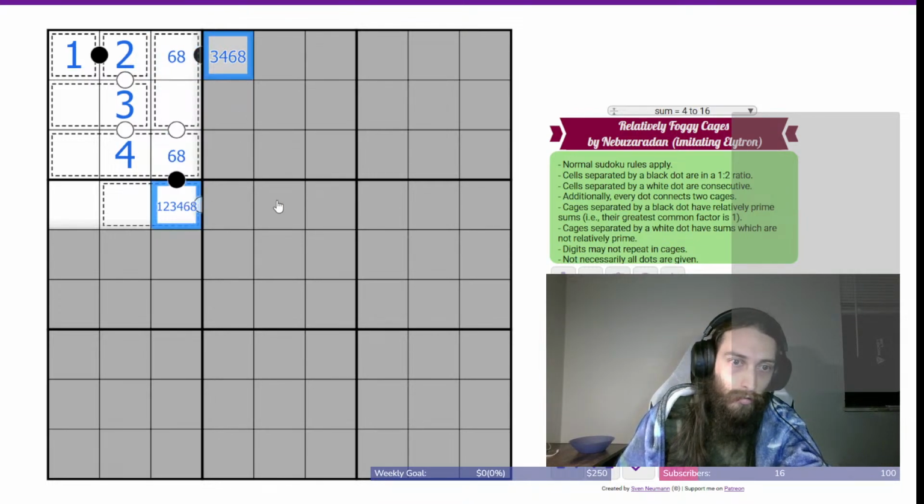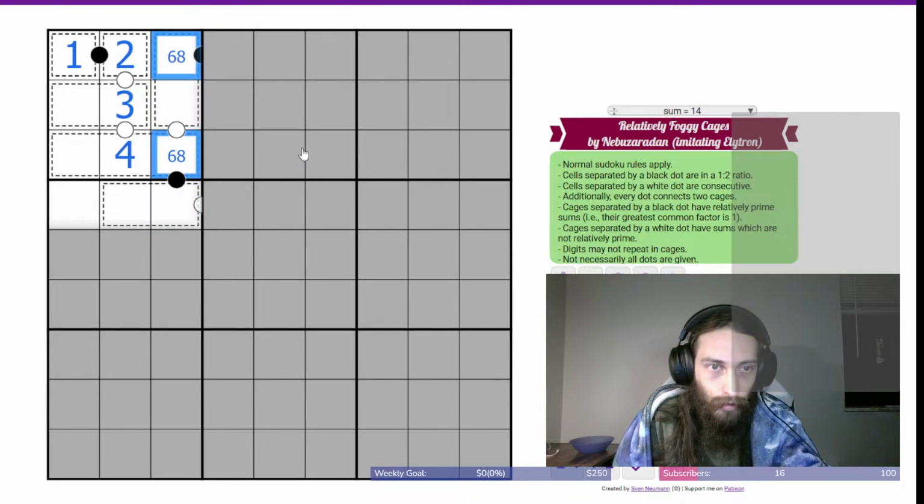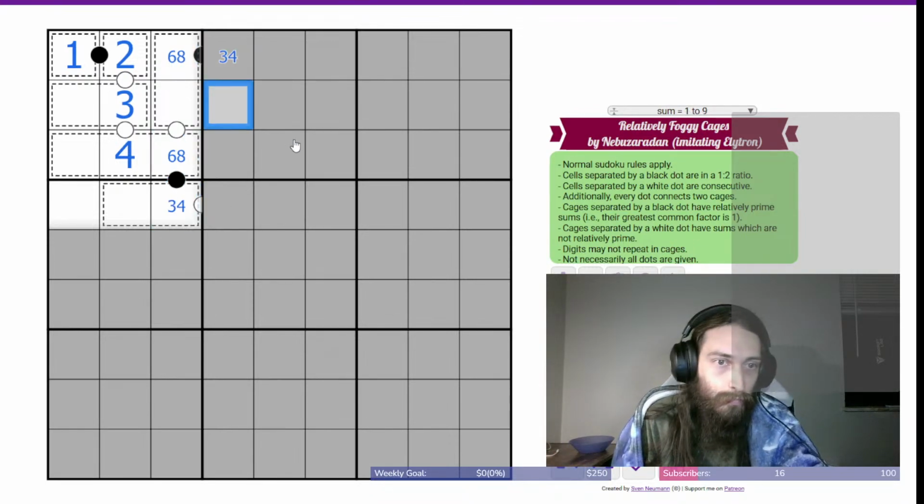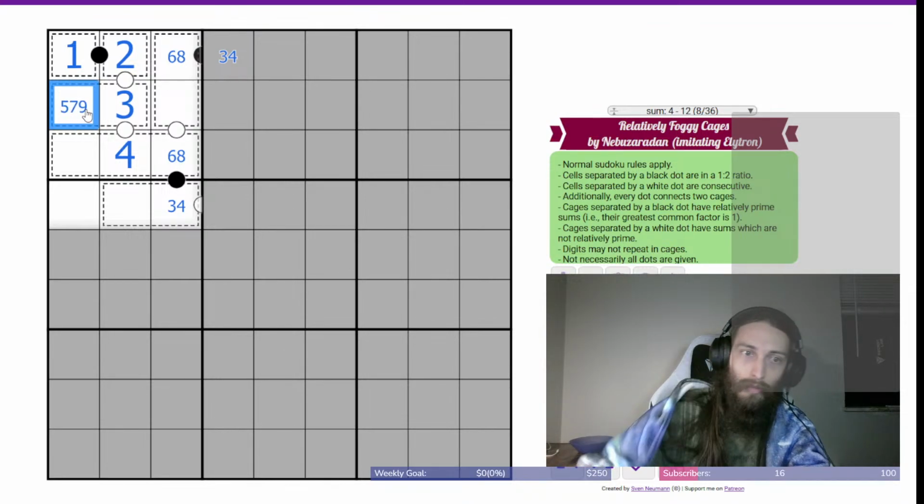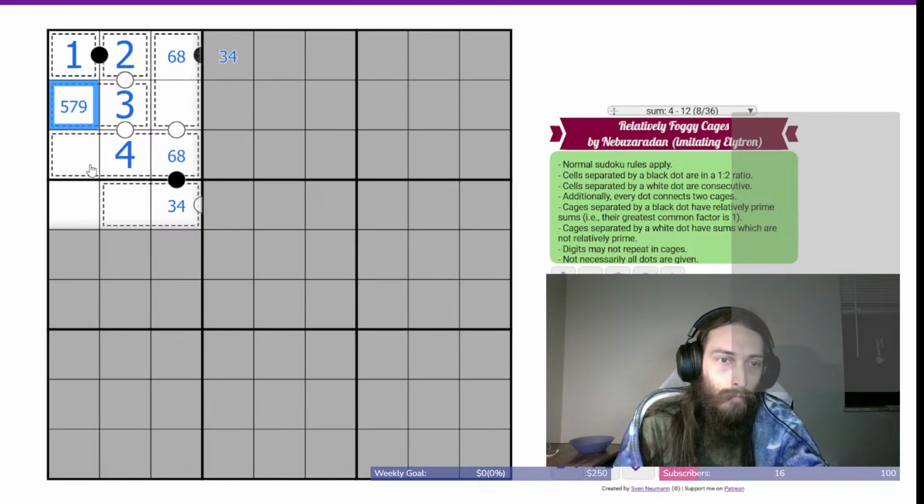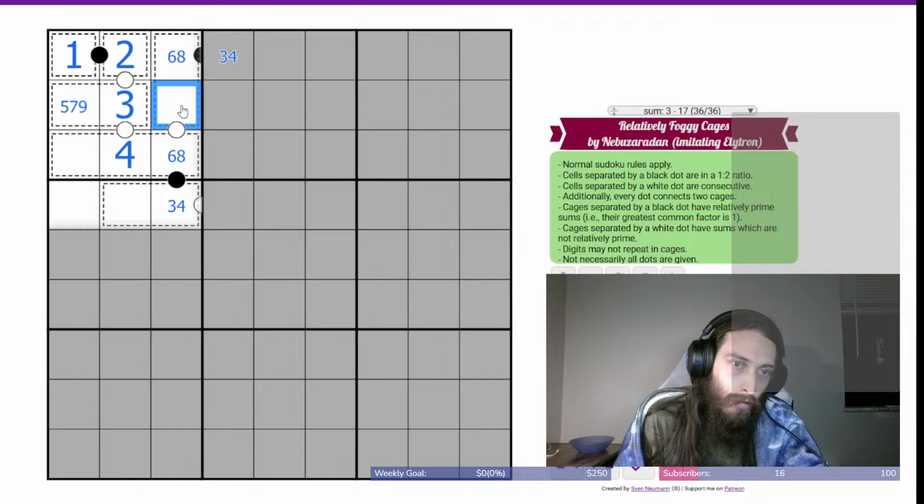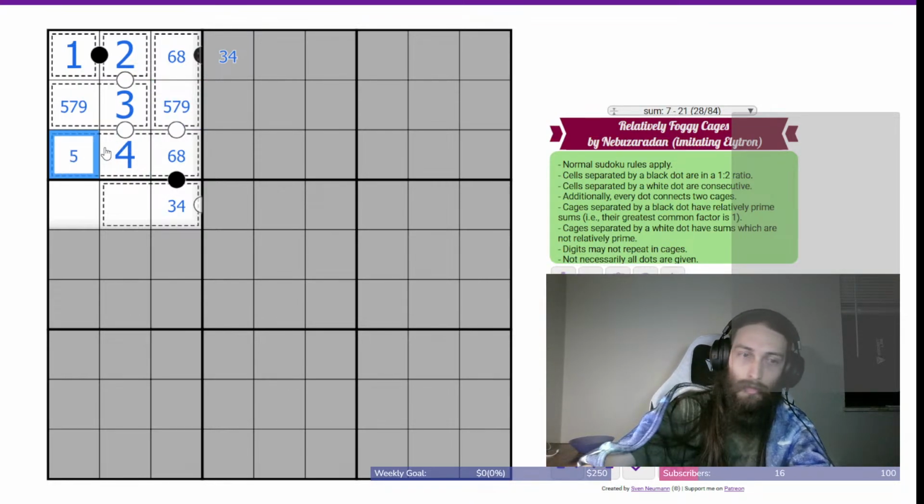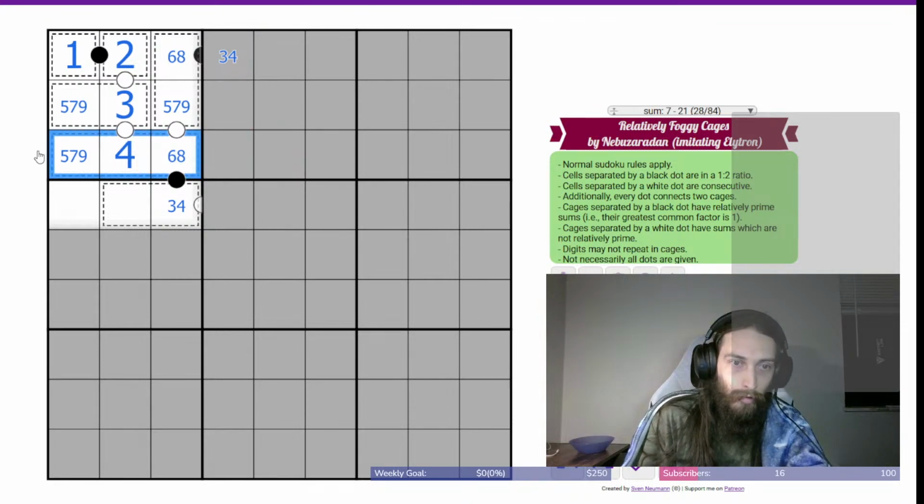And so across, more specifically, both of these, because they are black dots, but 1, 2, 3, 4 have to be 6 or 8, which makes these 3 or 4. This has to be odd, so 5, 7, or 9. And this has to be odd, 5, 7, or 9. And this is 5, 7, or 9. So this is odd, and that's odd.